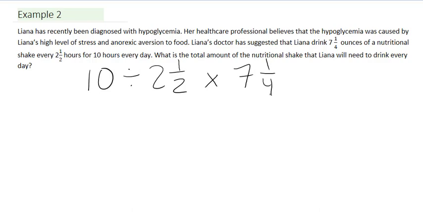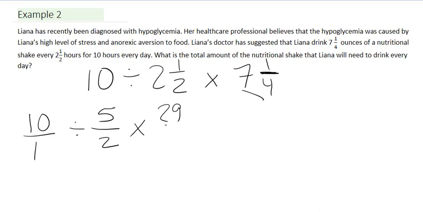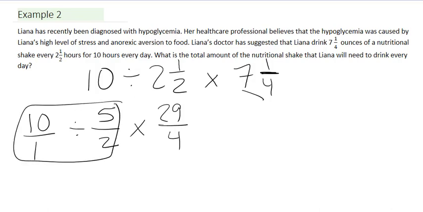So we have 10 over 1. Then it's going to be divided by 2 times 2 is 4 plus 1 is 5. So we get 5 over 2 multiplied by 7 times 4, which is 28, and then we add that 1, so we get 29 over 4. So let us first look at this part first and deal with that, and then we will do the second part, which is multiplication of this term.